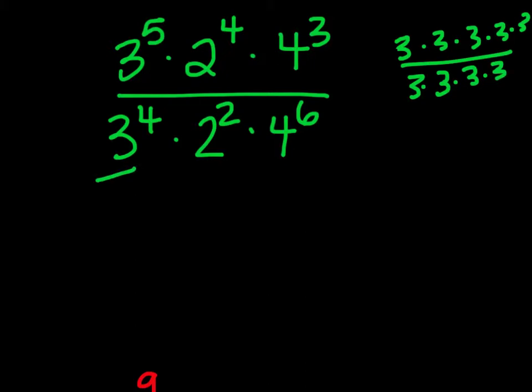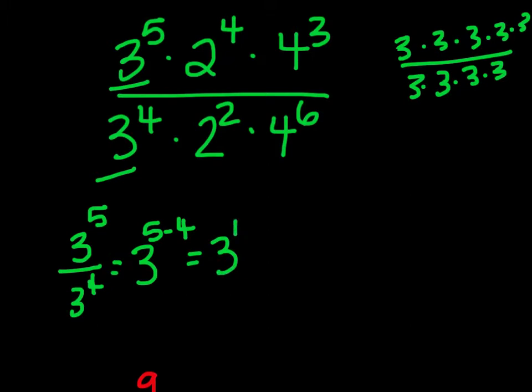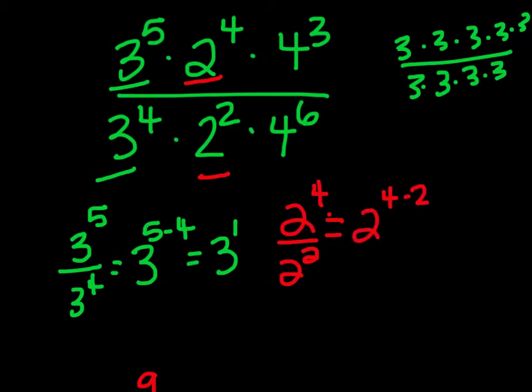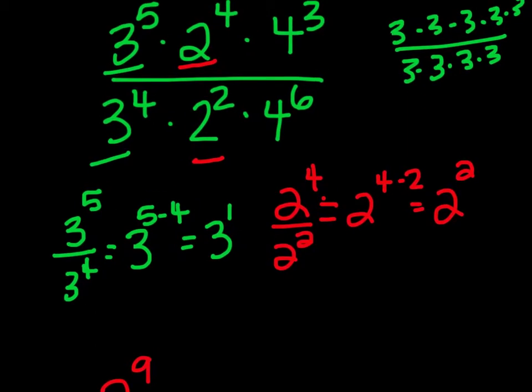So let's focus just first on these 3s. We have 3 to the 5th divided by 3 to the 4th. We can break that down into saying 3 to the 5th minus 4 is equal to 3 to the 1st. Our next one, let's look at this. We have 2 to the 4th divided by 2 squared. So that equals 2 to the 4th minus 2 equals 2 squared. Next part of this problem, let's look at the 4s. We have 4 to the 3rd divided by 4 to the 6th. That can be rewritten as 4 to the 3rd minus 6 equals 4 to the negative 3rd.